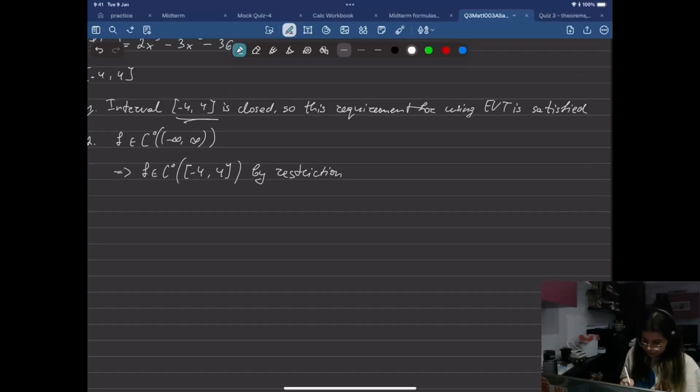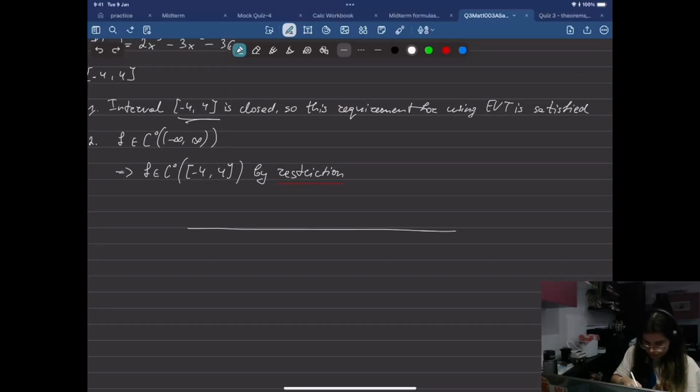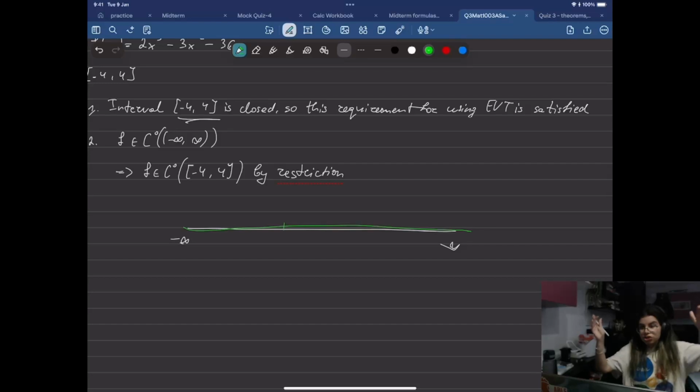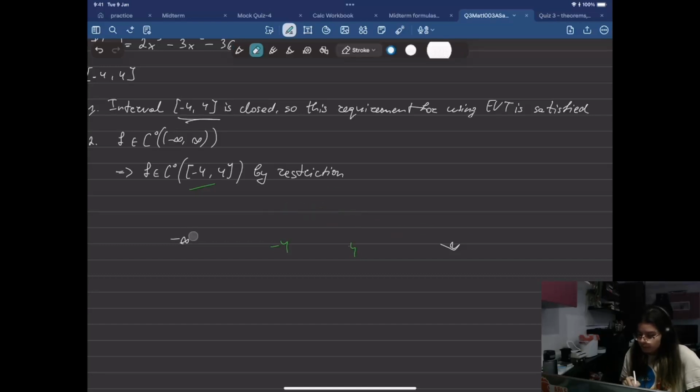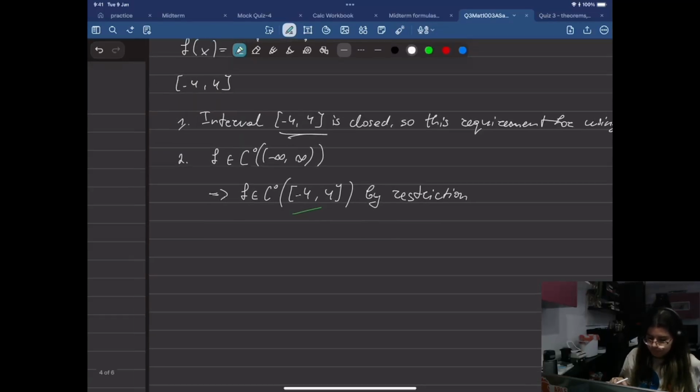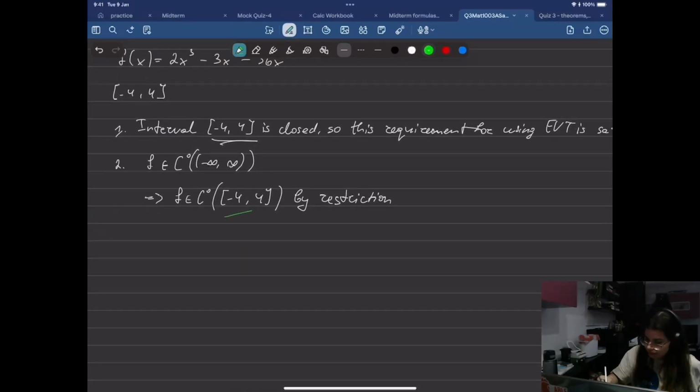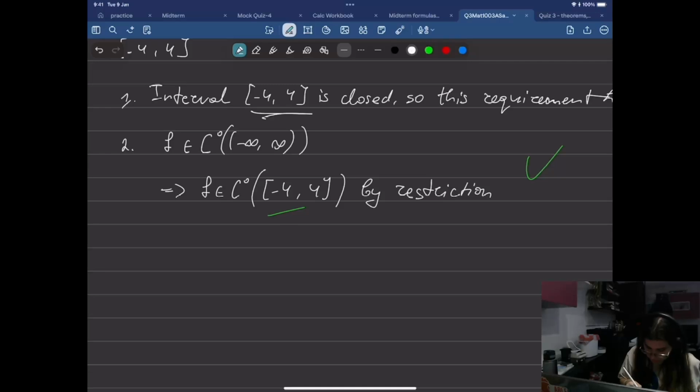Okay, so if we have the number line and we have minus infinity and infinity, and we know that it's continuous everywhere, right? It's continuous everywhere. Of course, by restricting the domain to minus 4 to 4, of course it's going to be continuous here as well. That only makes sense, right? This is super intuitive, but you need to write it down because that's how we do math. We just explain everything, right? Okay, that was the second step. So that is a check, right? We can move on. And here you can actually write down the full sentence.